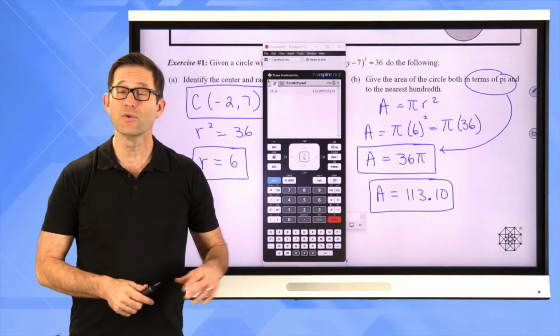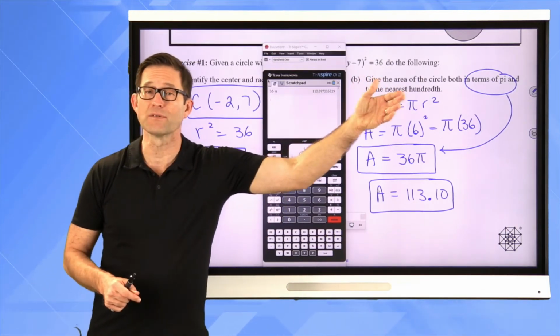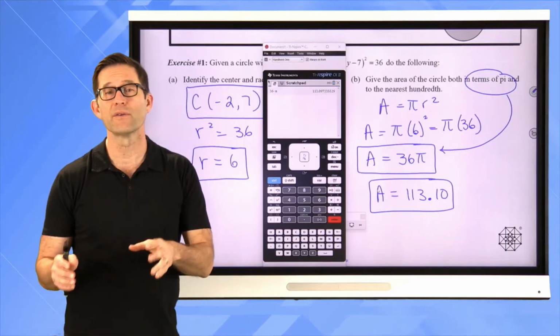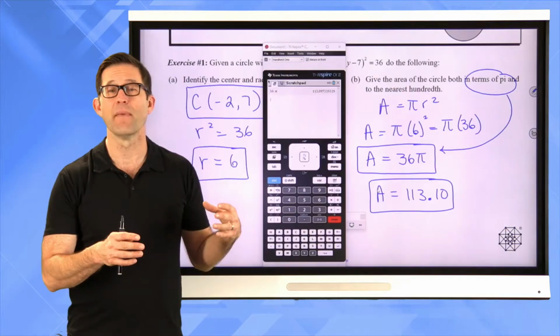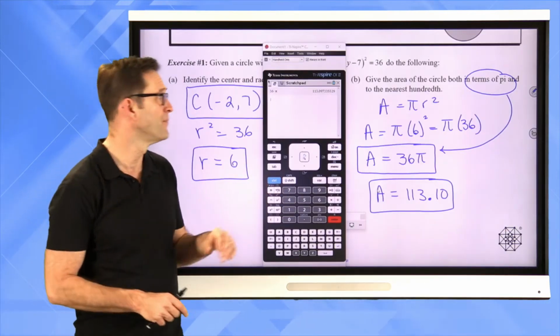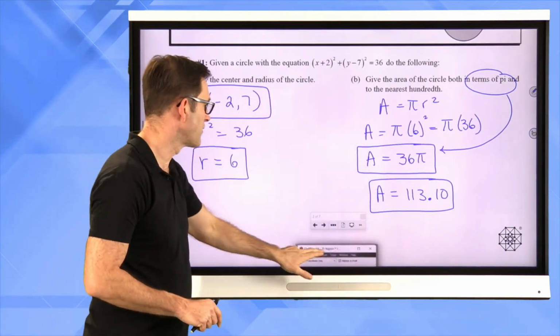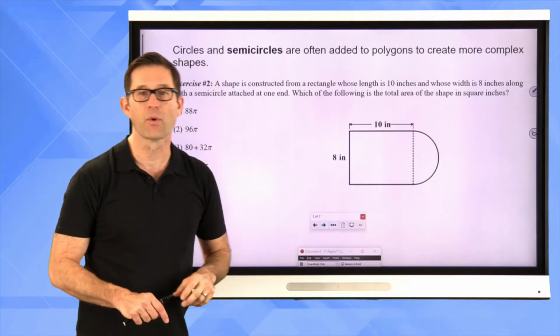Now again, it's not unusual that you have to have your area in terms of pi, and very often we're going to want our area in terms of pi maybe until the end, and then we'll let our calculator kind of do its magic, round, etc. All right, speaking of our calculator, let's get rid of that and keep working on this.